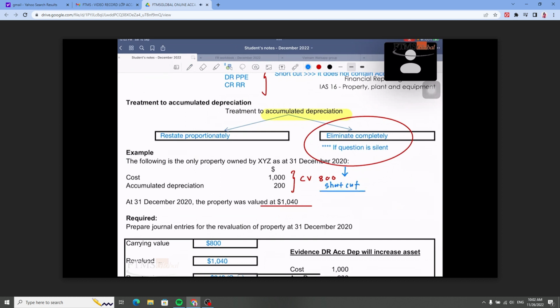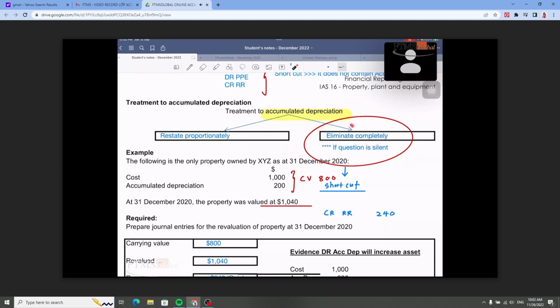Okay, so very simple. You still need to determine the revaluation reserve, your asset increased by how much, right? So in this case, the asset increased by 240. My credit will still go to my RR 240. This one you still need to do. Okay, credit RR 240. Now this method is about eliminating your accumulated depreciation completely. So this is the focus.